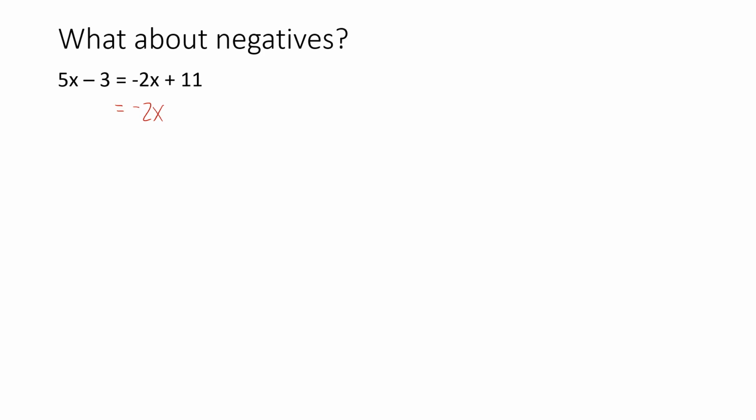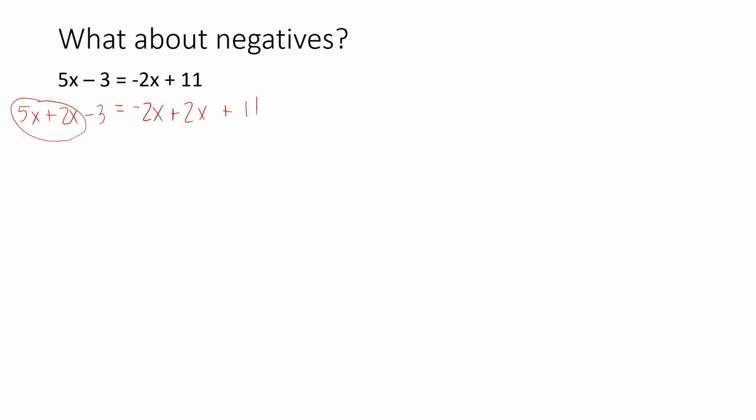So you might think to yourself, okay, what can I add to my negative 2x in order to get it to cancel out? And so we would add 2x to both sides. We're going to keep that 11 there. And then this is a little bit awkward. You've got to make sure you have enough space over there. You've got to add 2x to the other side, 5x plus 2x.